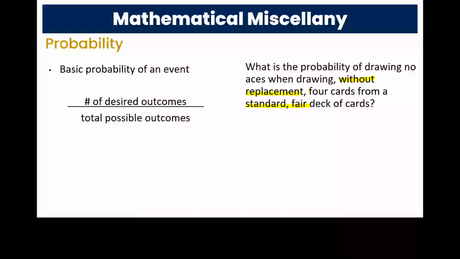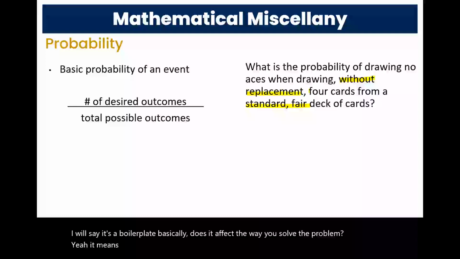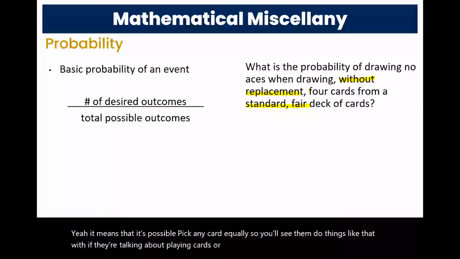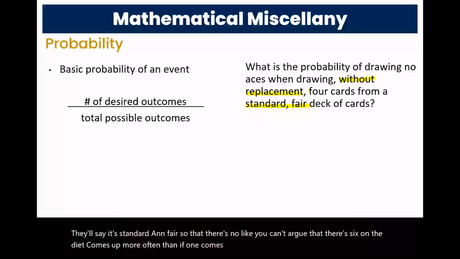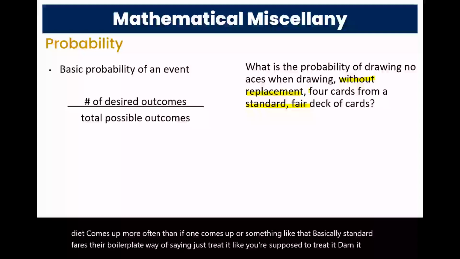I will say it's a boilerplate, basically. Does it affect the way you solve the problem? Yeah, it means that it's possible to pick any card equally. So you'll see them do things like that if they're talking about playing cards or dice or something that's an object of chance. They'll say it's standard and fair, so that you can't argue that a 6 on the die comes up more often than a 1 or something like that. Basically, standard fair is their boilerplate way of saying, just treat it like you're supposed to treat it, darn it. So let's figure this out. Let's do the math.